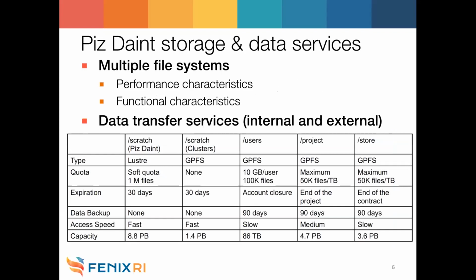So Piz Daint is mainly a compute system, but it has a lot of peripheral or important storage and data transfer services to make users' work very productive. And these are defined into different types of file systems. These file systems have performance characteristics because we would like to be able to support large scalable jobs. But at the same time, depending on how people would like to store and process their simulation output, some of these systems have functional characteristics. So I will go through some of them because this information again is available online.